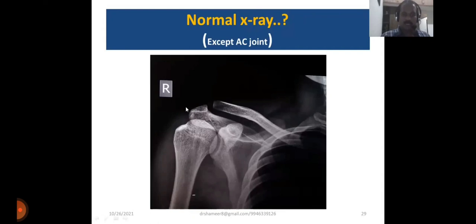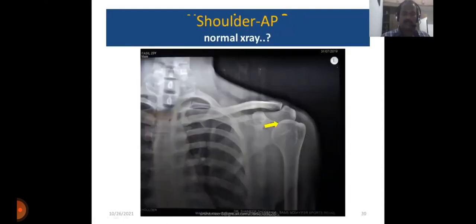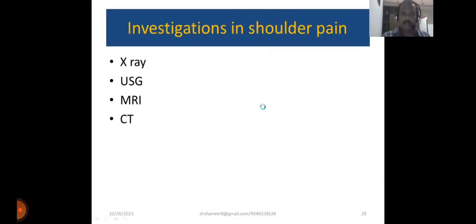And the second one is the lower border of the clavicle and the lower border of the acromion. They should be in the same line. This is the first criterion. And another one is there will be glenoid and humeral head, a clear glenohumeral relation. Okay, and it is a normal X-ray. Okay, you can see another. I will show you one.